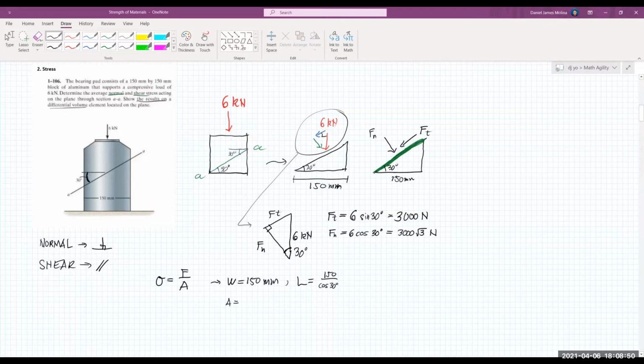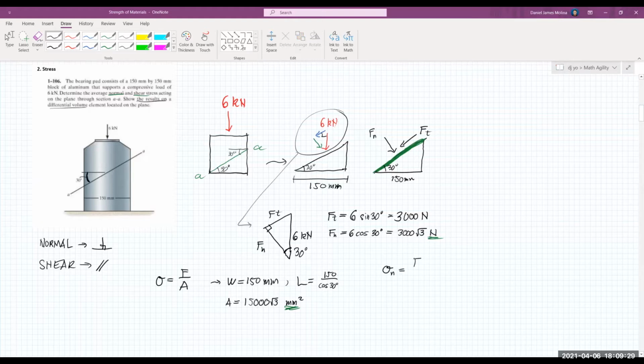So therefore, our area is simply length times width, since it's a rectangular cross section. The exact form is actually 15,000 square root of 3 square millimeters. Okay, we are trying to involve newton and millimeter squared here, since it will be easier to show the unit for stress. Okay, I'll show this later. So first, let's solve for the normal stress.